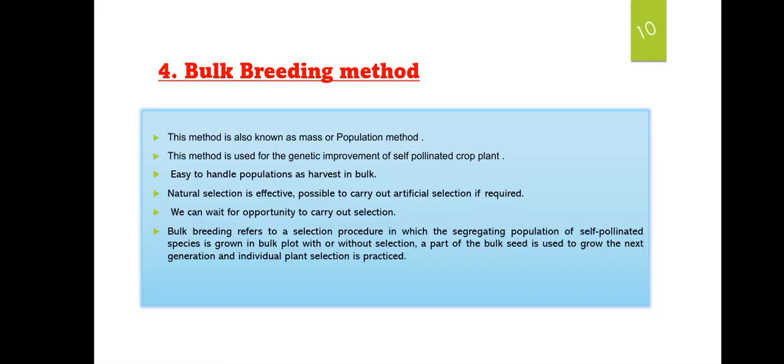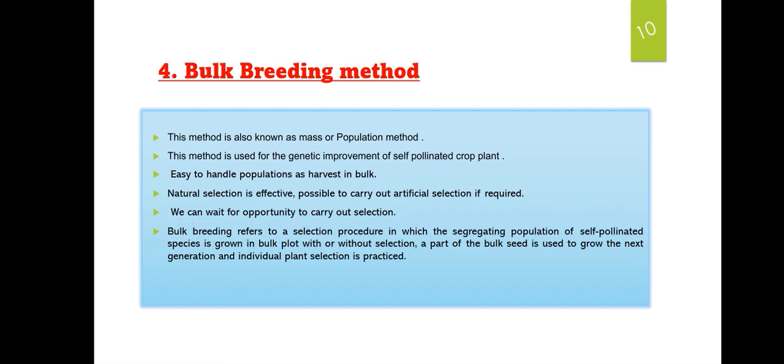Fourth is bulk breeding method. This method is also known as mass or population method. This method is used for the genetic improvement of self-pollinated crop plants. It is easy to handle, as the population is harvested in bulk. Natural selection is effective, and it is possible to carry out artificial selection if required. We can wait for an opportunity to carry out selection.